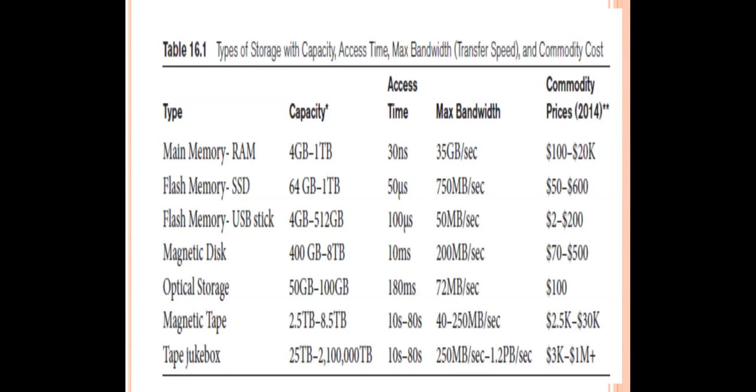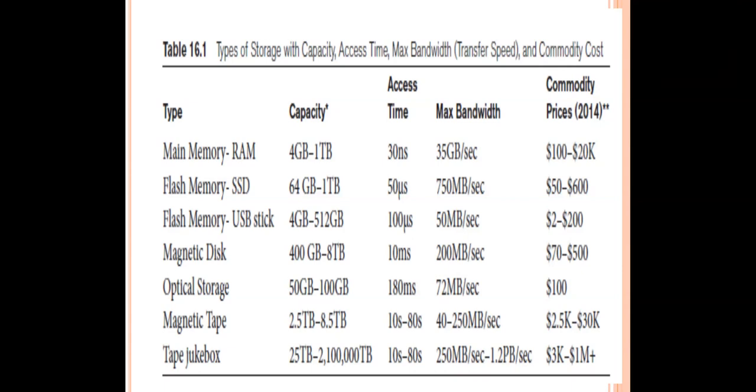The maximum bandwidth is 35 GB per second, and it can access and process the data in nanoseconds. The cost will be from $100 to $20,000. Compared to all other memories, the RAM cost is still very high to date. Whatever the brand of product, mobile phones, players, laptops, tabs, the cost is fixed based on the RAM capacity.